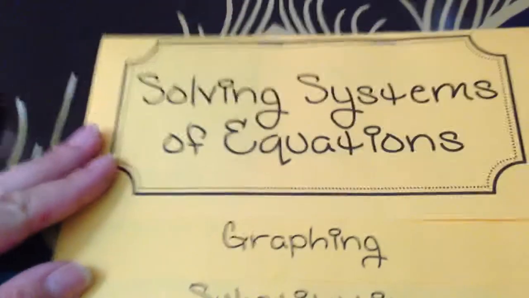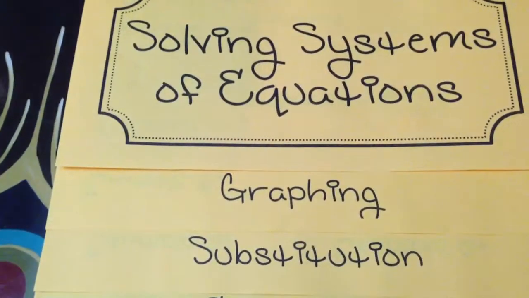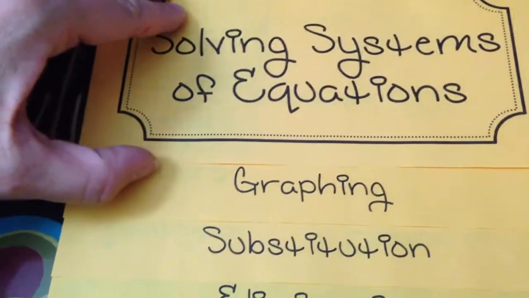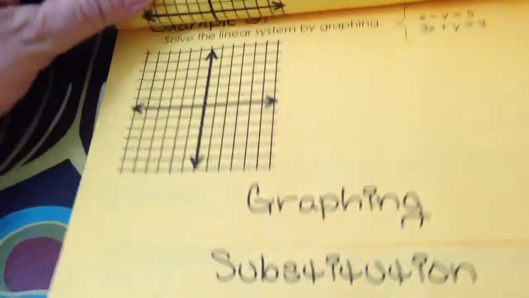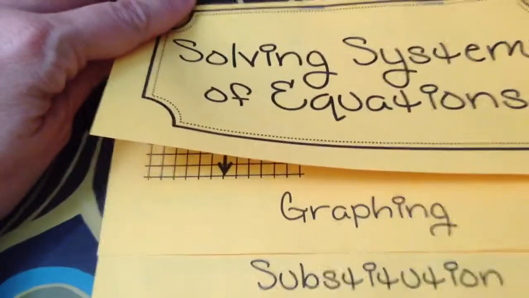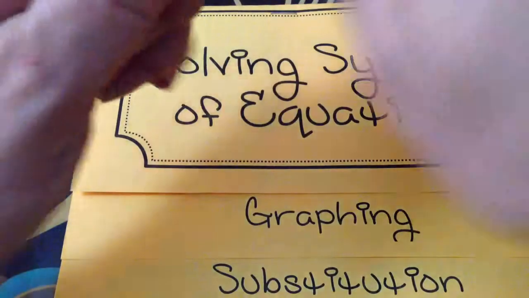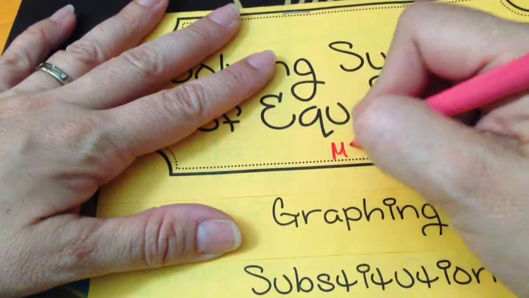Cool, we're going to start our foldable notes on solving systems of equations. And in this first video, we're going to get our foldable labeled up with some definitions and then work through the graphing examples. So what you can do right now is make sure that your name is on your foldable.